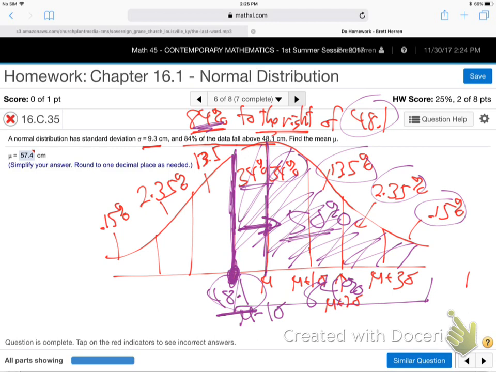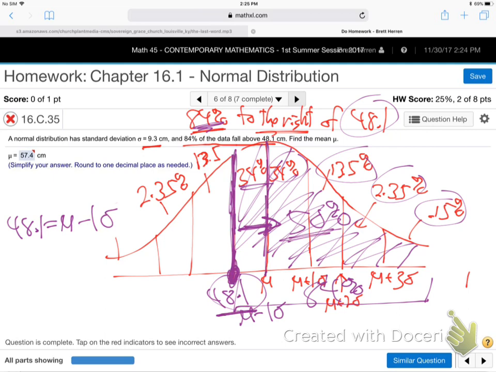Remember, every line, jump to jump, from line to line, it's a sigma jump. So if this is the middle, to the right is add 1, add 2, add 3 sigma. To the left is subtract 1, subtract 2, subtract 3 sigma. So this is 1 jump to the left. So this 48.1 must be equal to mu minus 1 sigma. So there's our equation. 48.1 is mu minus 1 sigma.